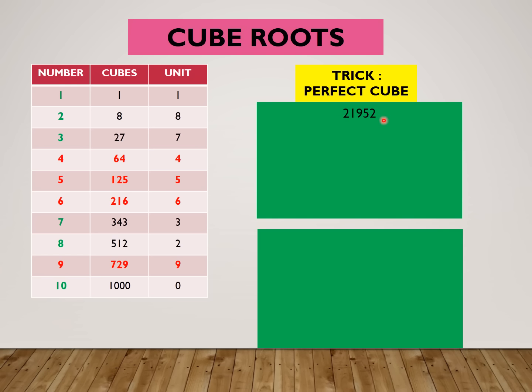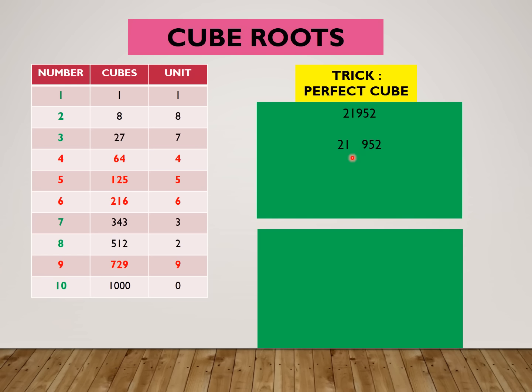At first, what do we do? Separate it into two parts, 21 and 952. Why 952? Because as we can see, the cube of 9, which is the largest possible single digit number, is 729, which is 3 digits. So always separate it into two parts, the last 3 digits into one part and the rest into another part. Now, 21 and 952.